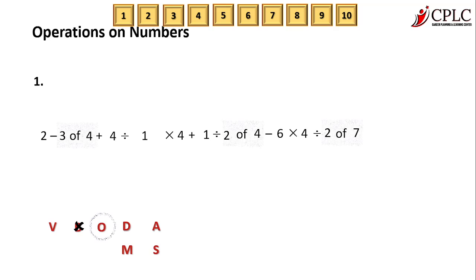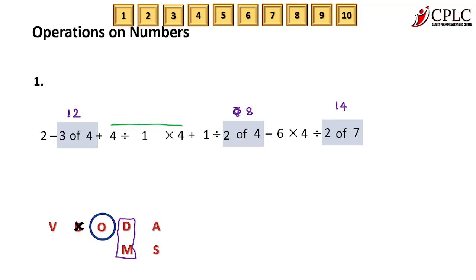The next priority is of. So of is usually multiplication. So we have to simplify all these numbers. So 3 of 4 is 12. Then this is 8, 2 of 4, and this is 2 of 7 is 14, for example. So that's your next priority, which is of. Then comes division and multiplication, which we will have somewhere here, then here, and then here.